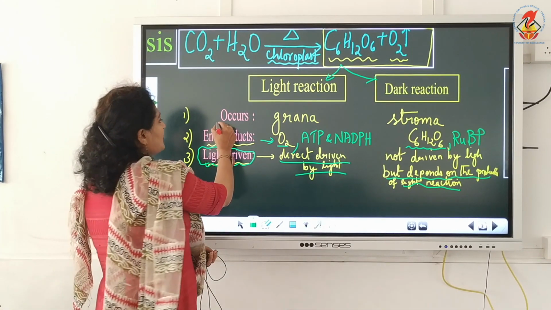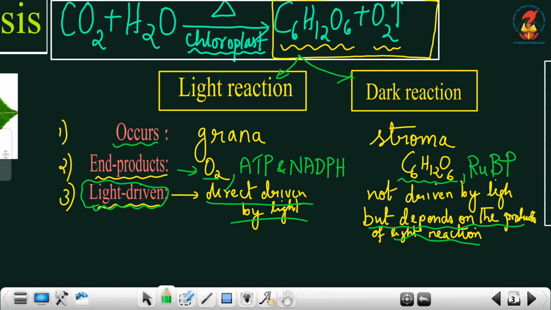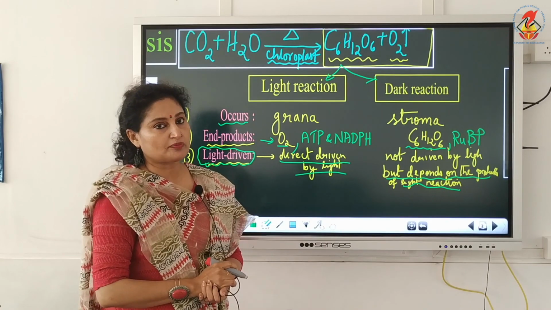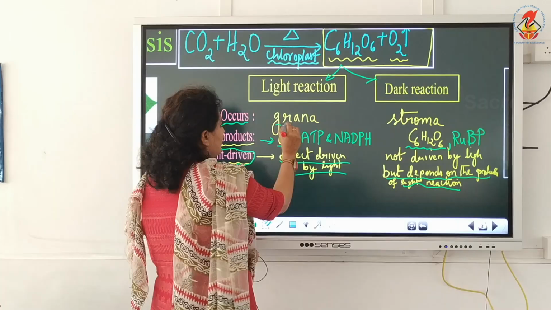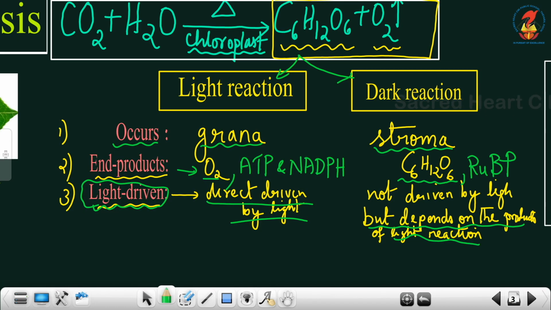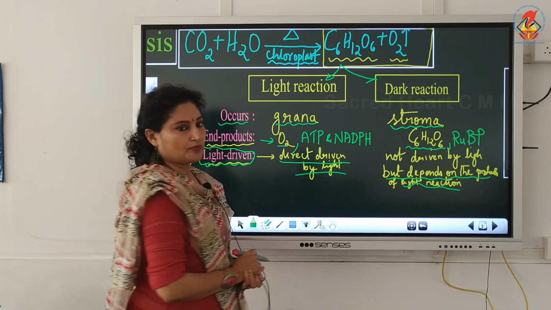Then second point, where this light reaction occurs. Both the reactions occur in the chloroplast, but light reaction occurs in the grana of the chloroplast, whereas dark reaction occurs in the stroma of the chloroplast.